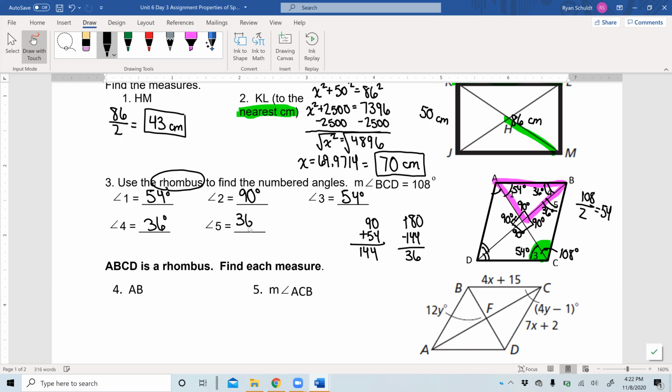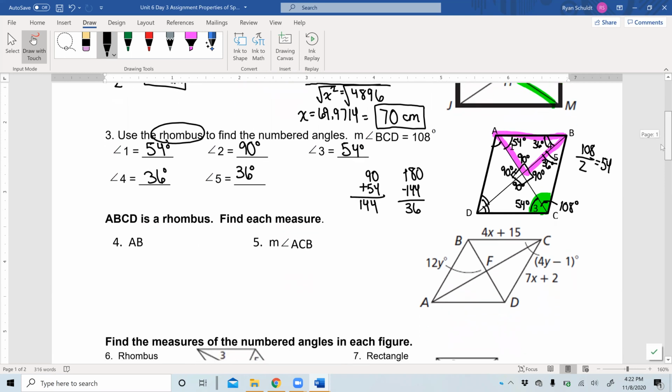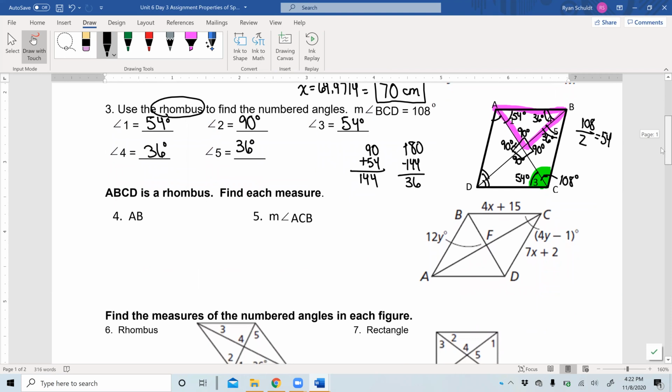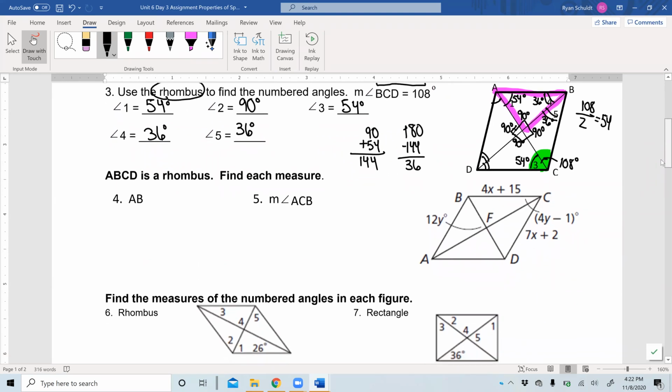So the picture's kind of cluttered. If you're a little confused at how we got these, I suggest pausing it, going back, rewatching it, stuff like that.